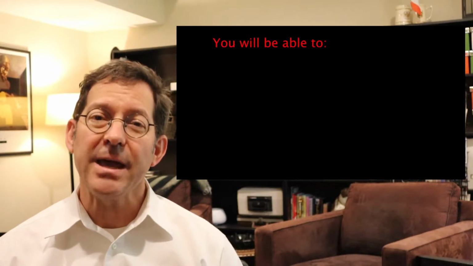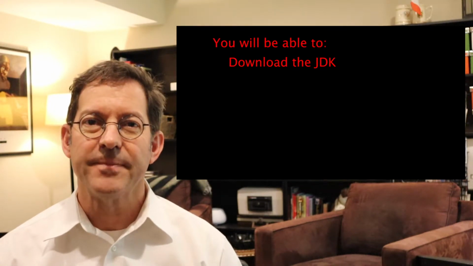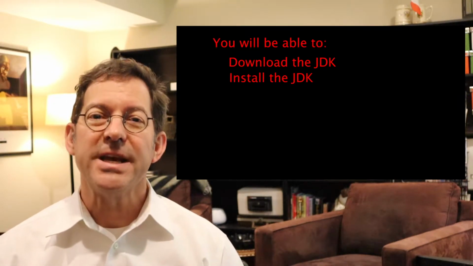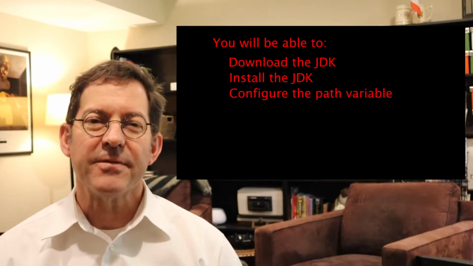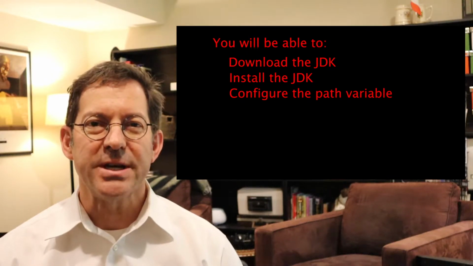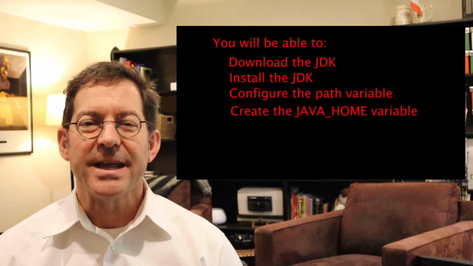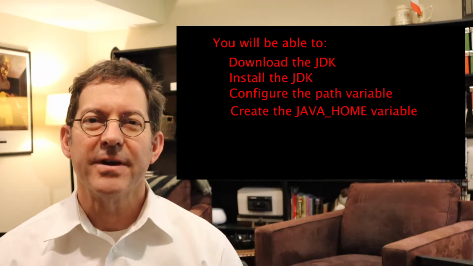If you watch this video in its entirety, you will be able to download the JDK, install the JDK on a Windows machine, configure the path environment variable on a Windows machine, and create the Java home environment variable. After completing these steps, you will be able to start writing Java programs with a text editor.